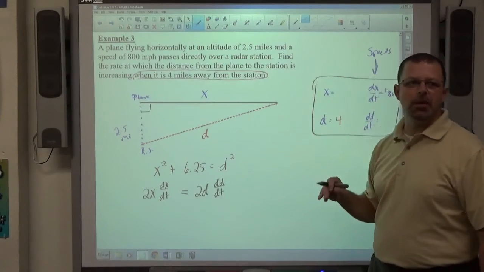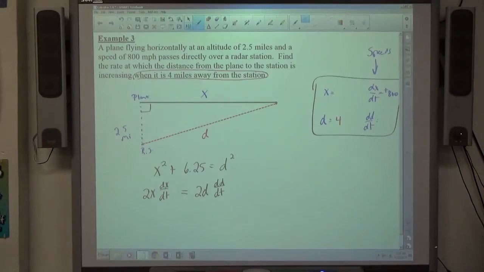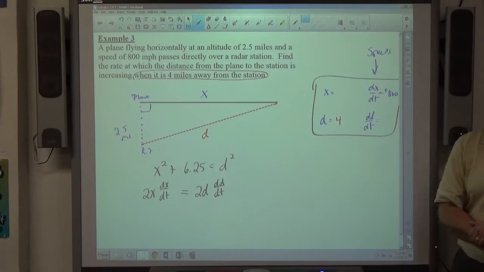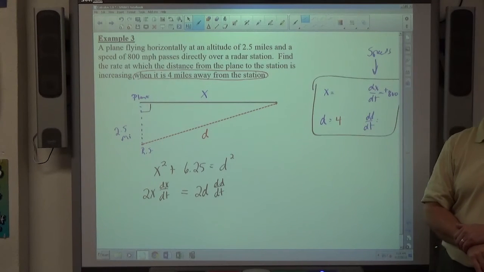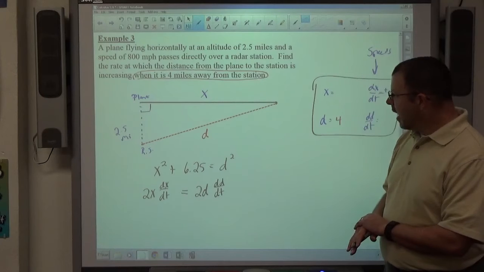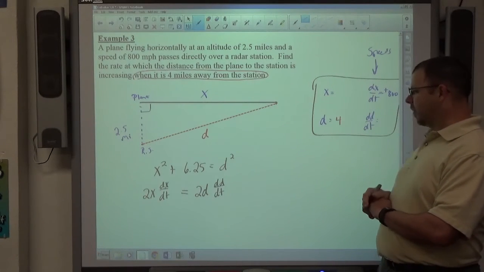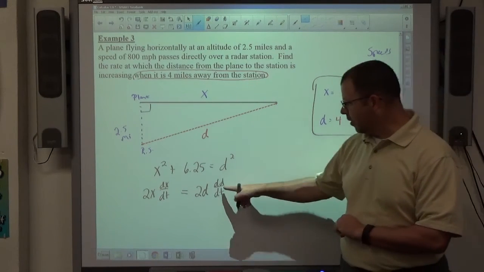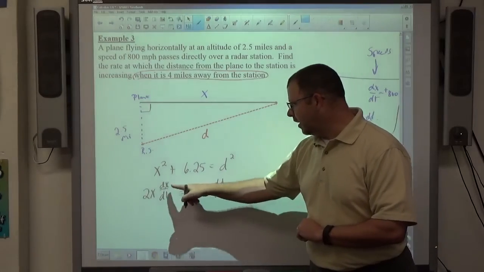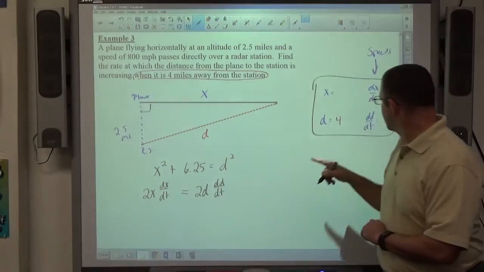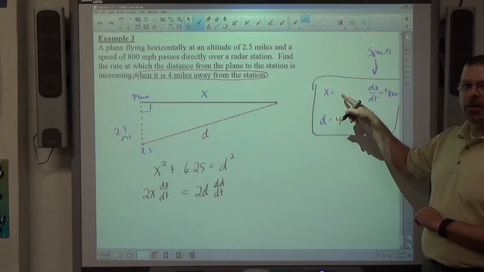Some people don't like to use d because of the dd over dt. It gets kind of monotonous, but I can handle it, so I'm going to keep on with it here. What I want to find out is what dd over dt is. So that's what I'm looking for. I need to know the values of d, dx over dt, and x. I don't know x, right?